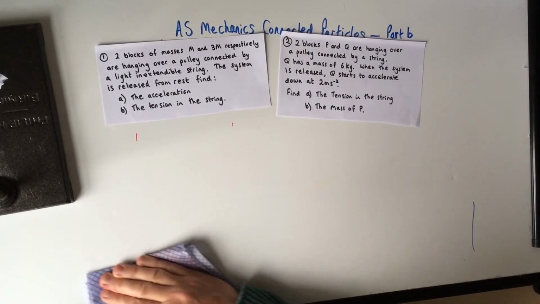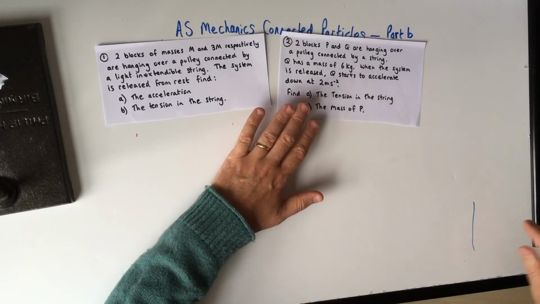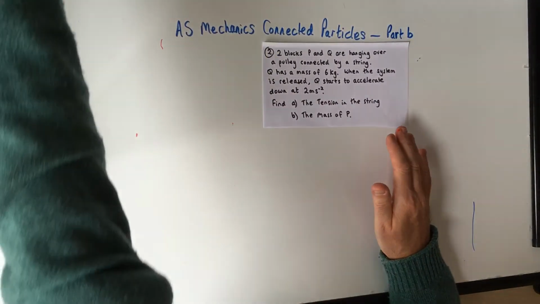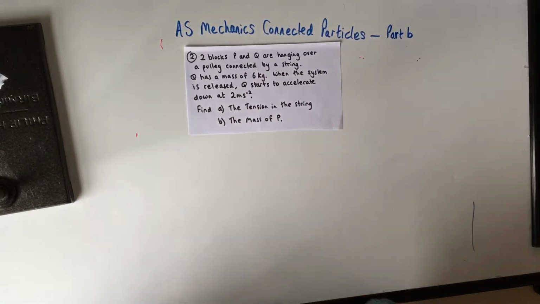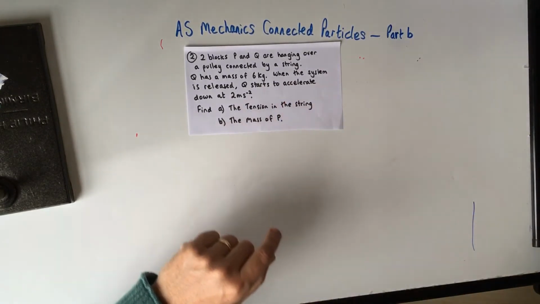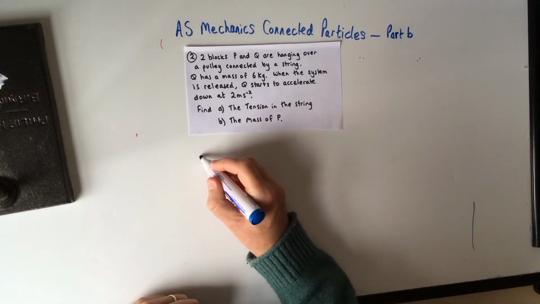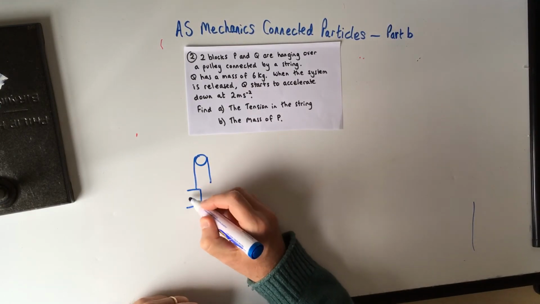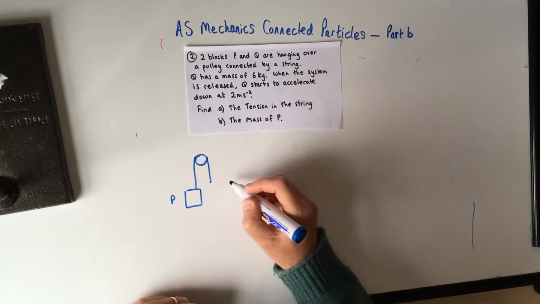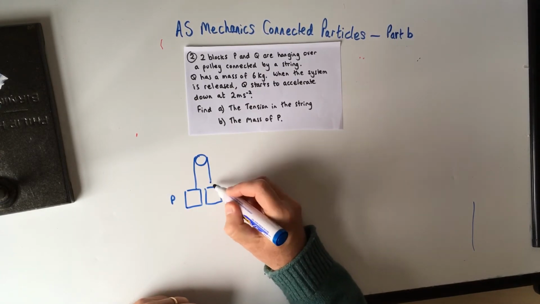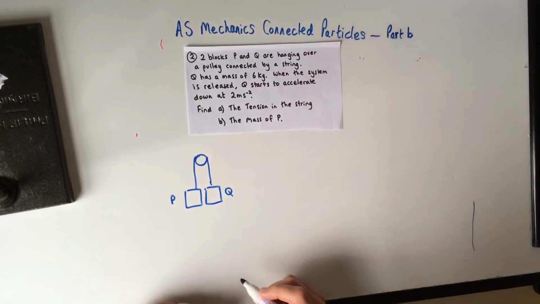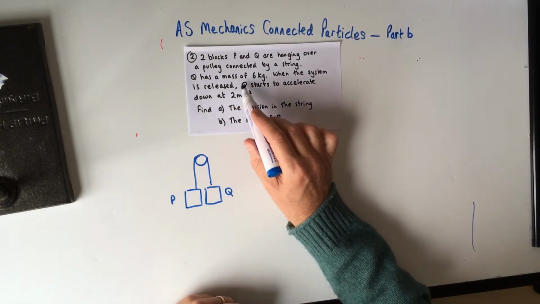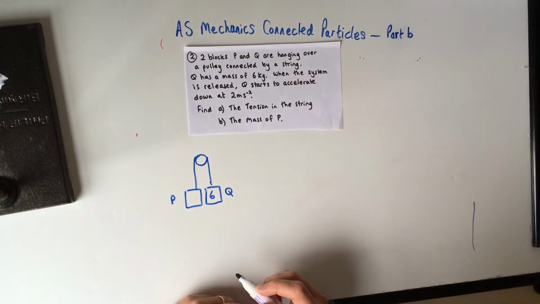And there was another one, wasn't there, that I gave you. This time I just did it a different way around. Let's get rid of that now, we don't need that one. 2 blocks P and Q are hanging over a pulley connected by a string. So let's go P and Q. Mind your P's and Q's. Q has a mass of 6.